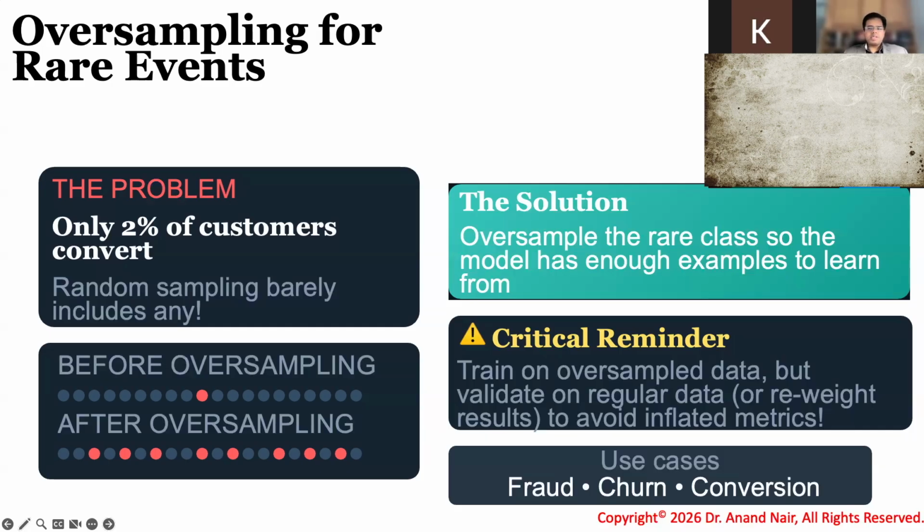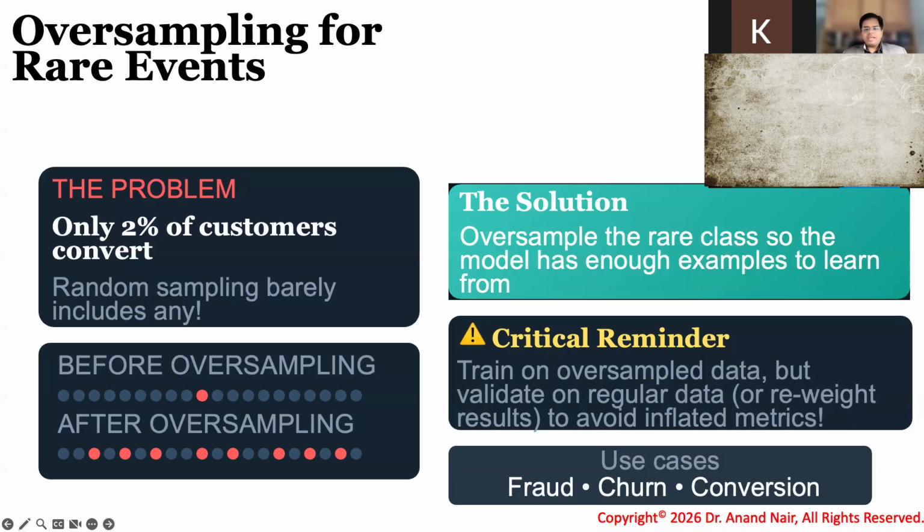So either sample them more frequently or duplicate them to balance things out, so that in our training data we have enough customers who actually convert and those customers who did not convert. It should not be a 98 and 2% type of a ratio. So that's what then helps us, this oversampling then helps us learn what type of customers actually convert.